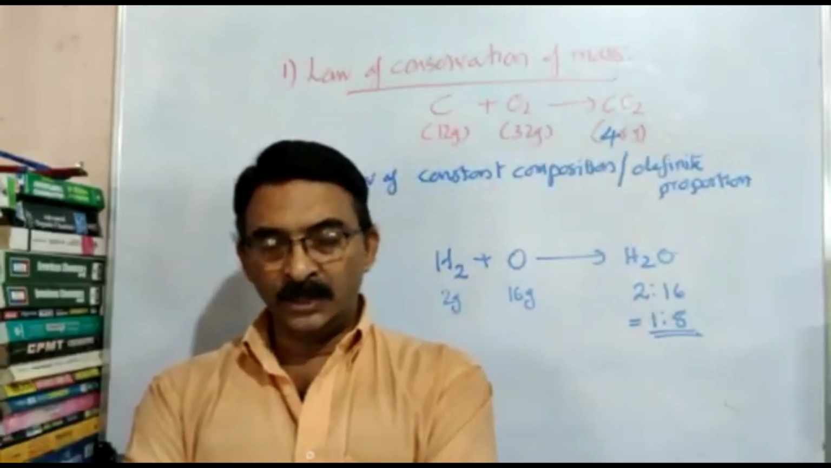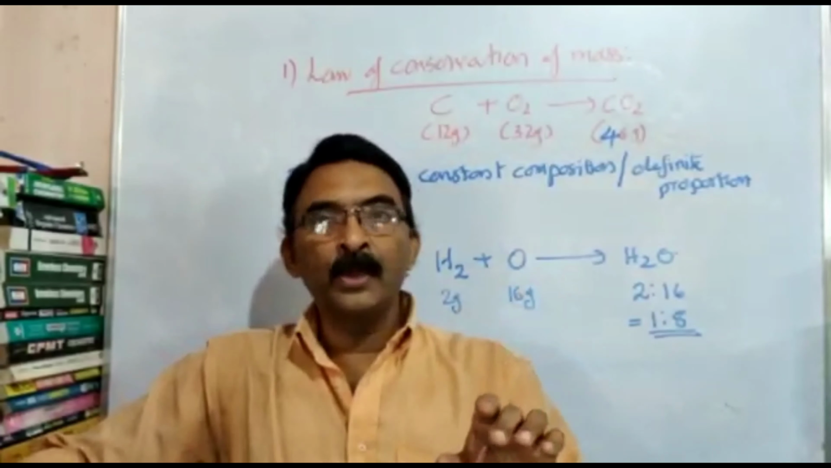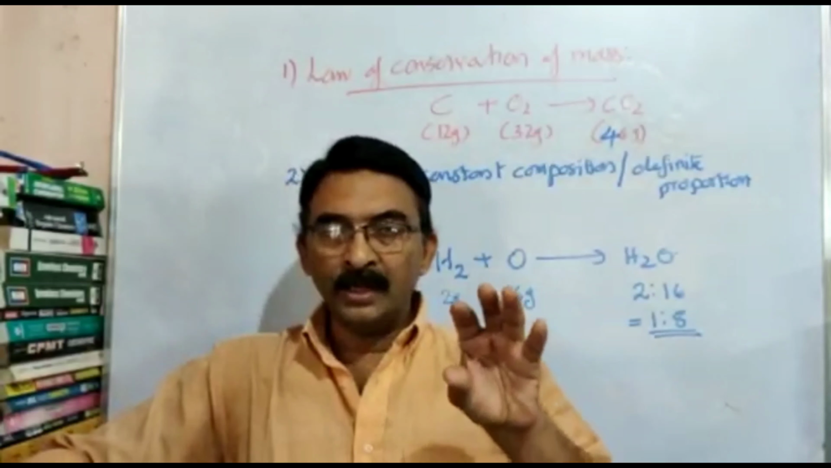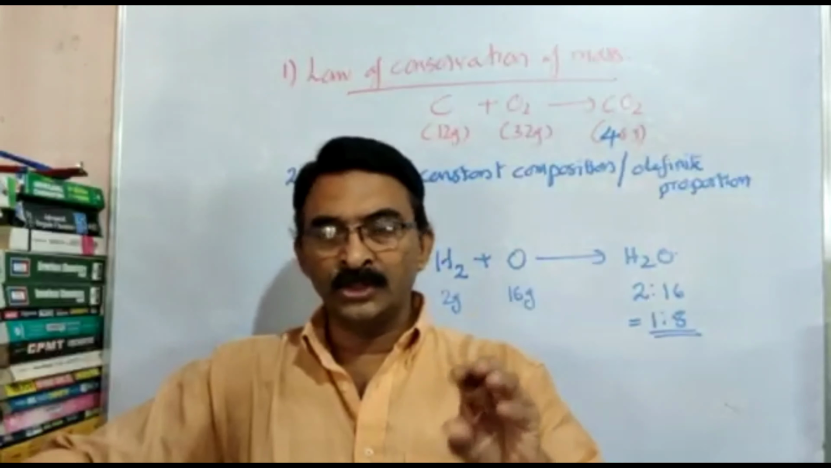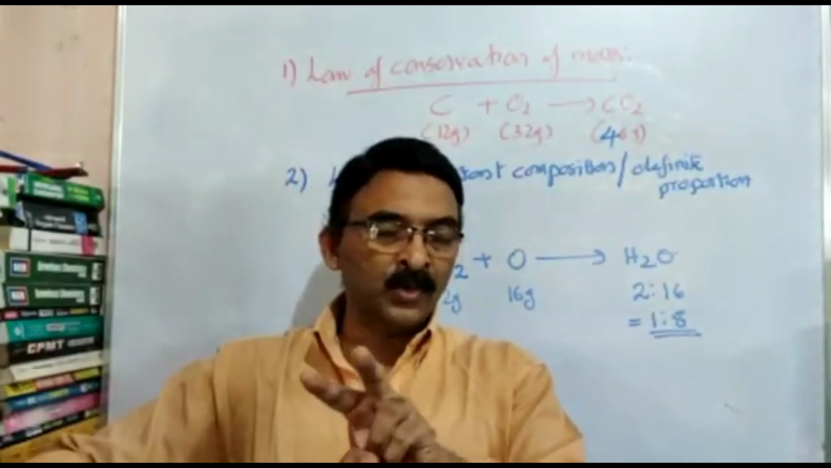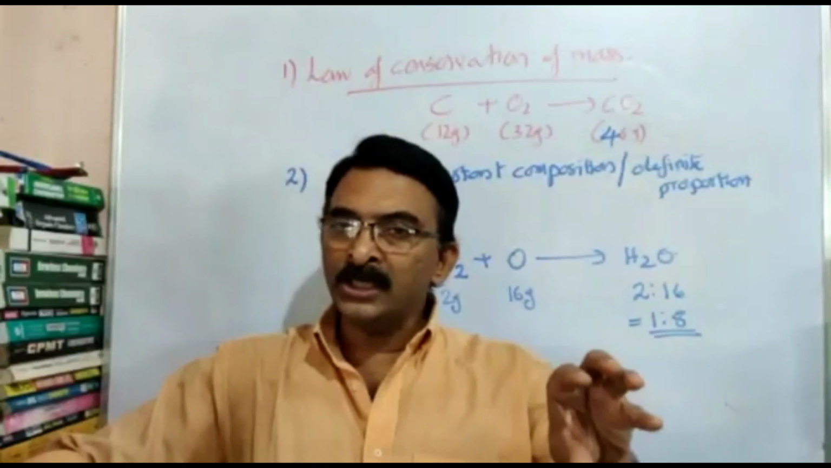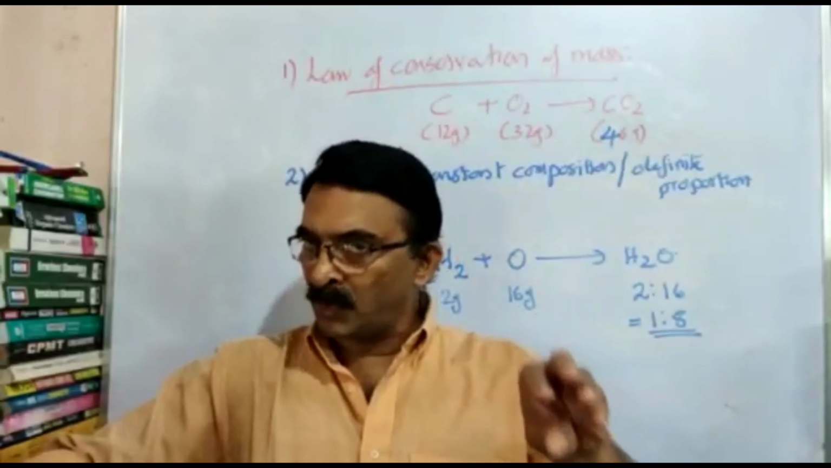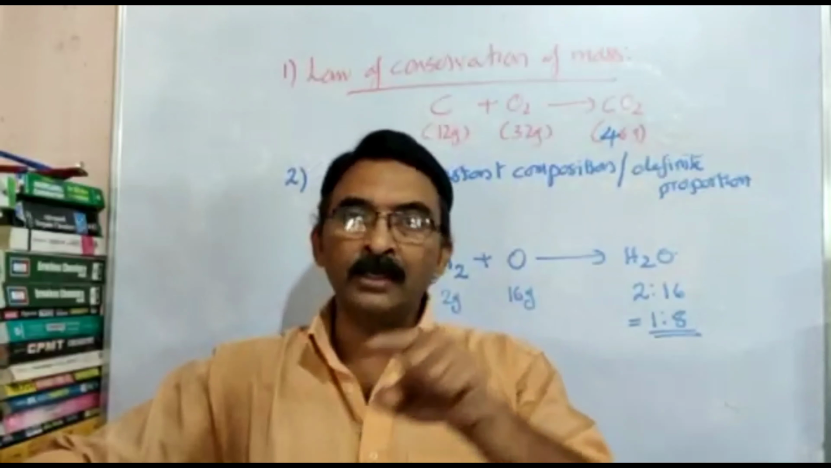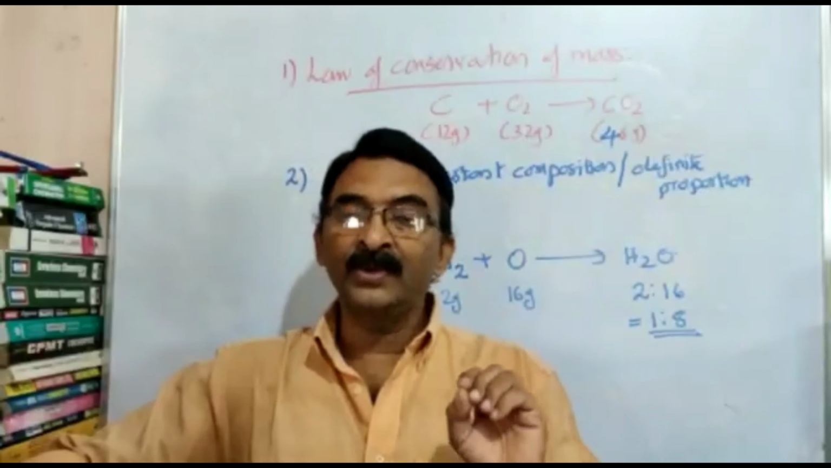This law has two names. Law of definite proportion means there is a definite ratio, or law of constant composition, which means the compound has always the same composition. Definite proportion is with respect to reactant. The reactant masses have a definite proportion. Constant composition is with respect to the product. The product has a constant composition. Since the reactants have definite proportion, the product has constant composition. Thus the two names came.